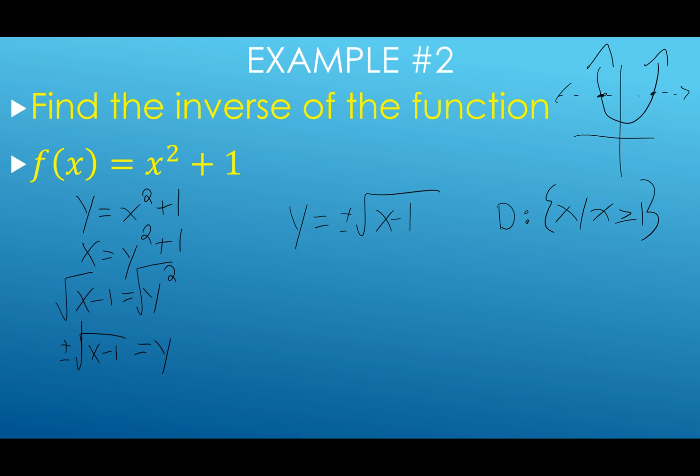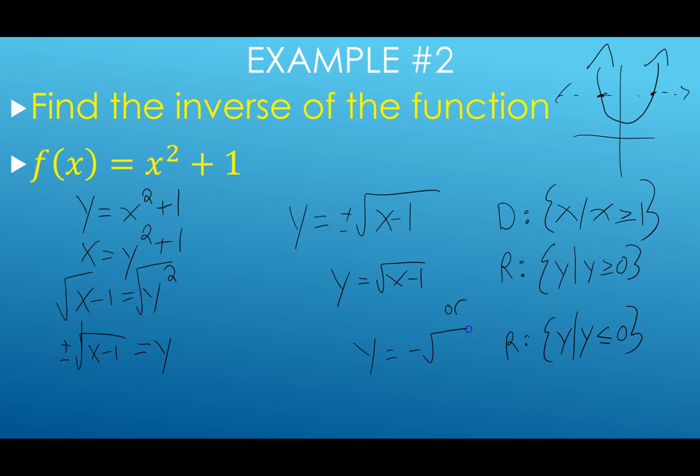Now, the range here, in order to make sure that we actually have a function, if we just restrict the range, we'll say now values for y such that y is greater than or equal to 0, we can then say our inverse relation is the positive square root of x minus 1. That could be a function there. Or, if we restrict our range to be y such that y is less than or equal to 0, we can then use our negative square root of x minus 1.